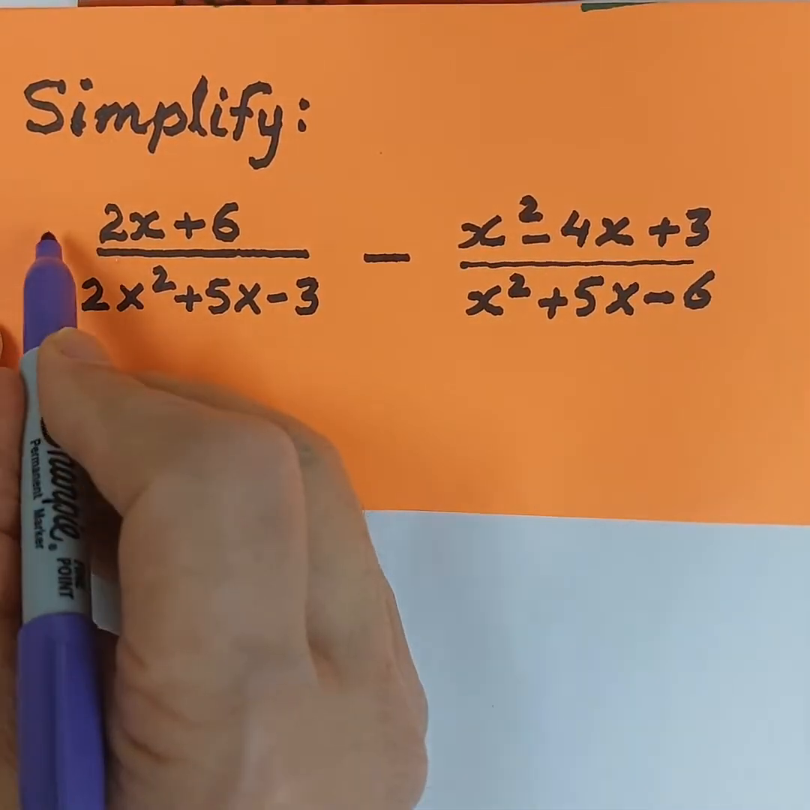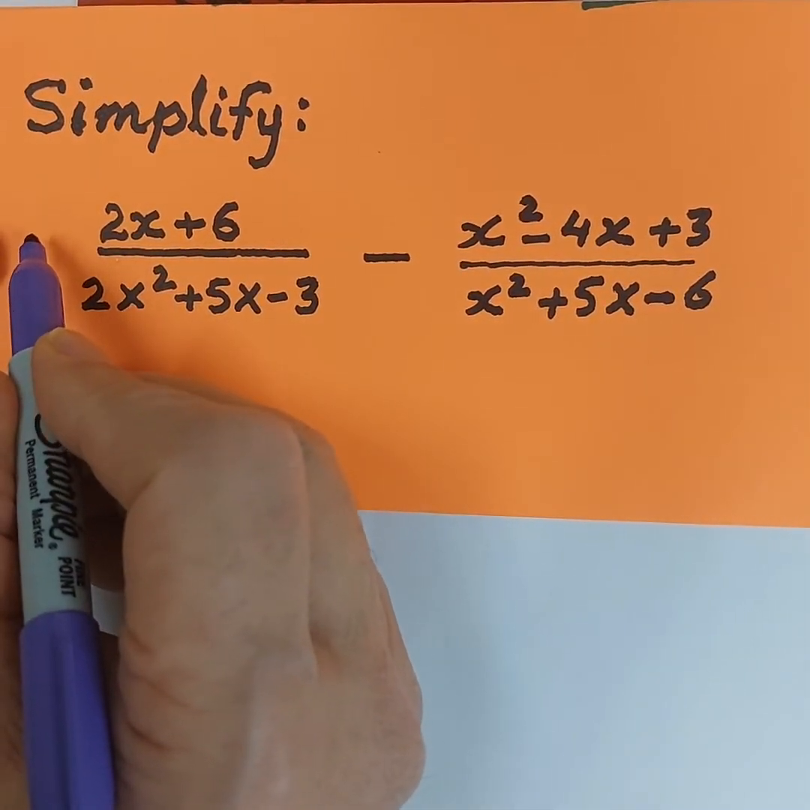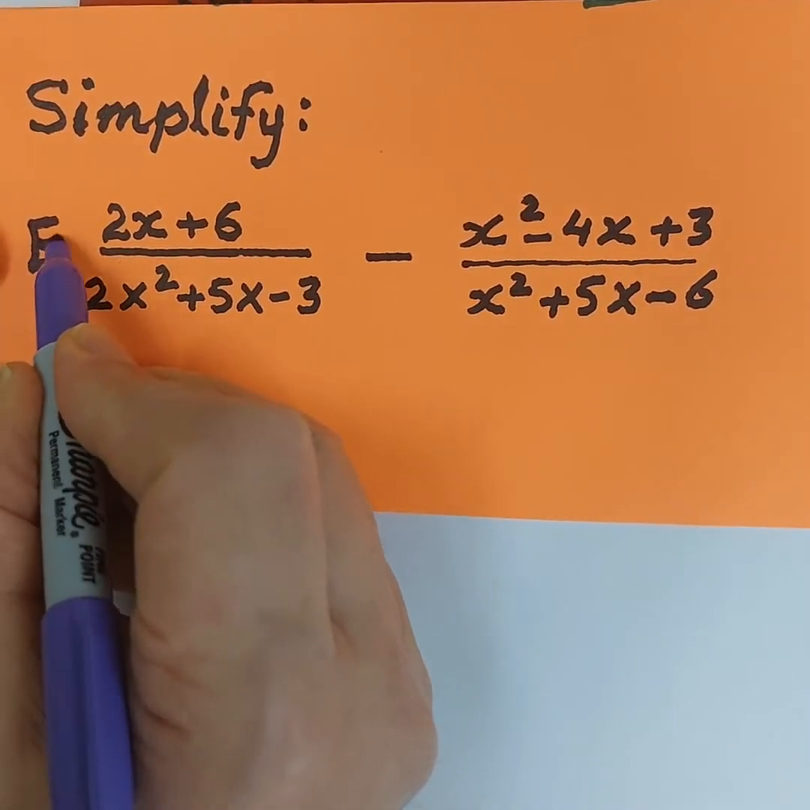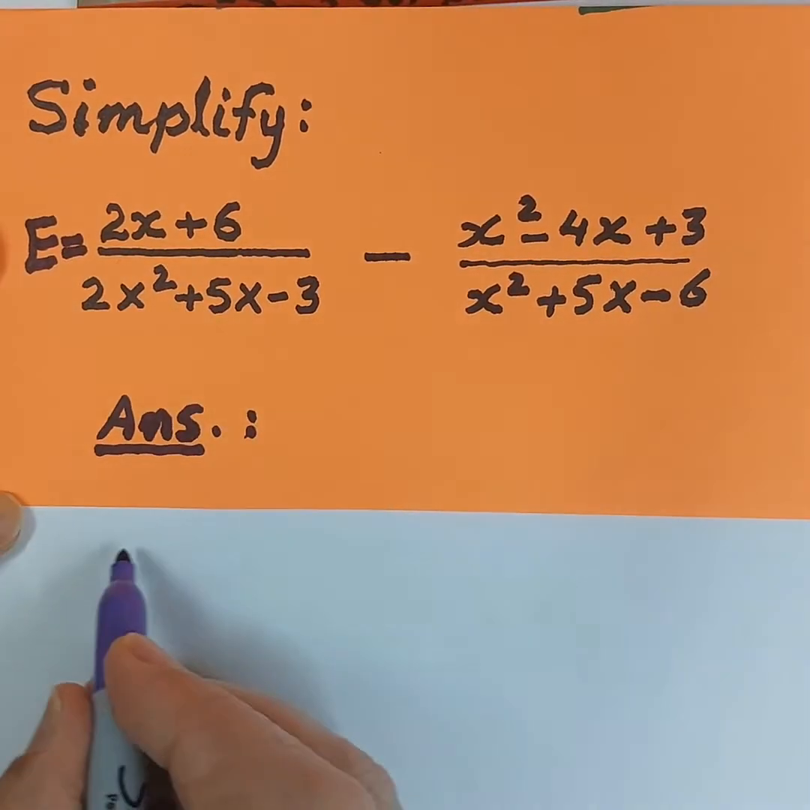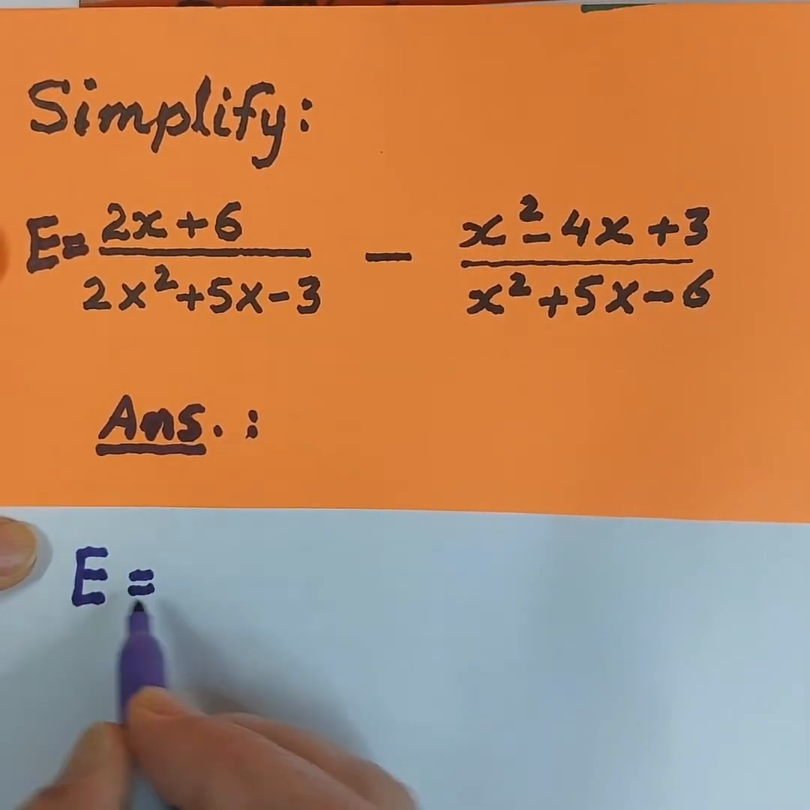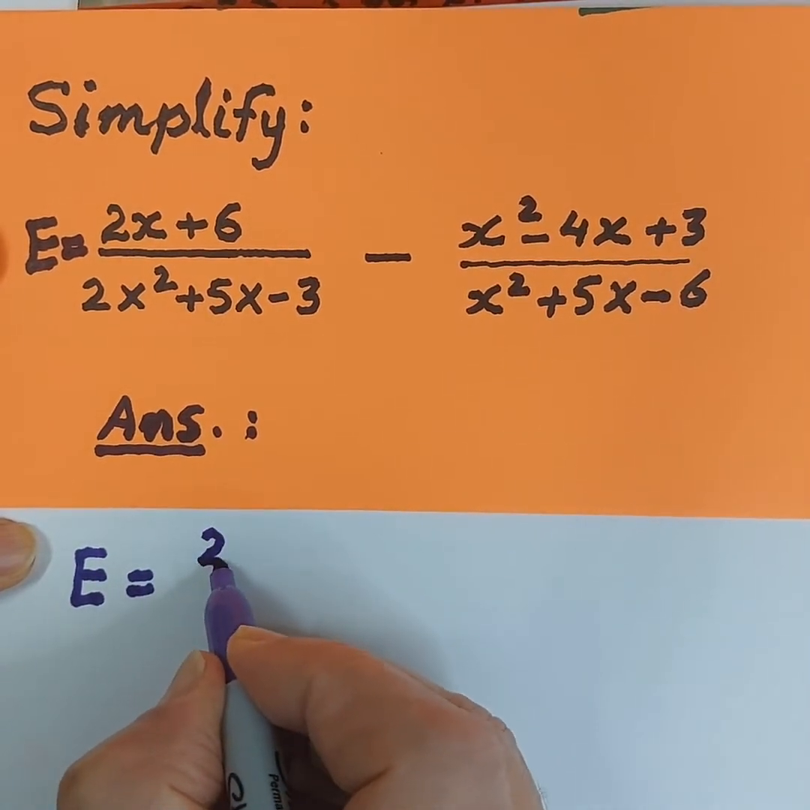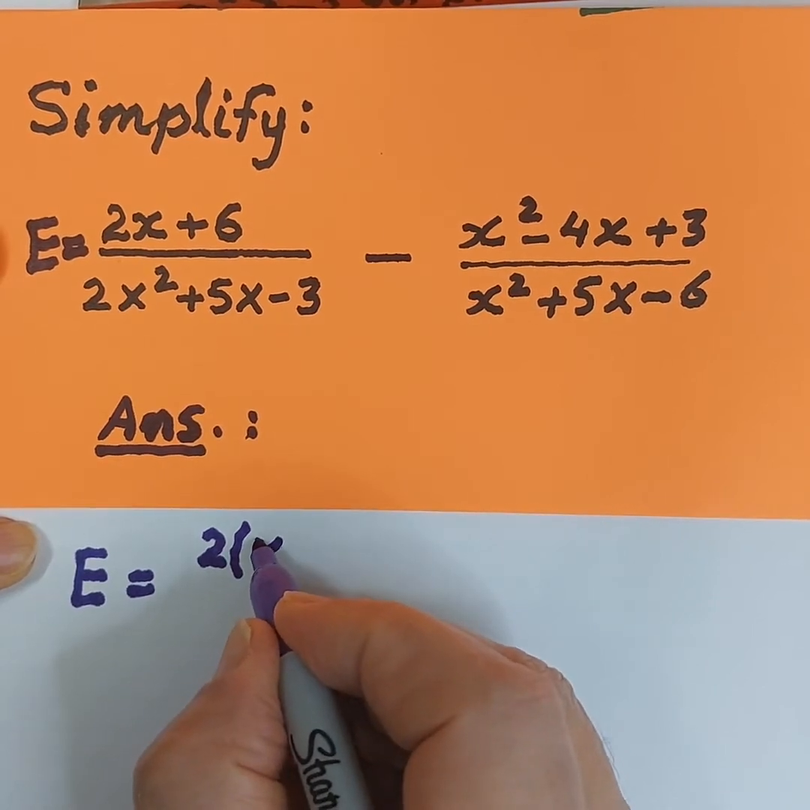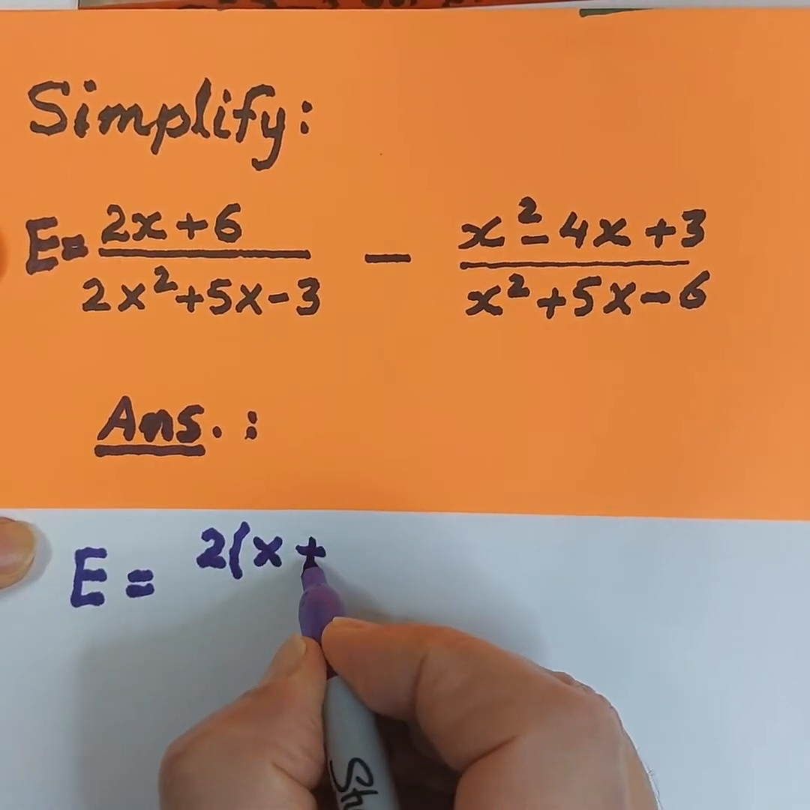Again, if we give this a symbol like E, we can say E is equal to 2, which is the common factor in the numerator for the first quantity, and remaining in brackets x plus 3.